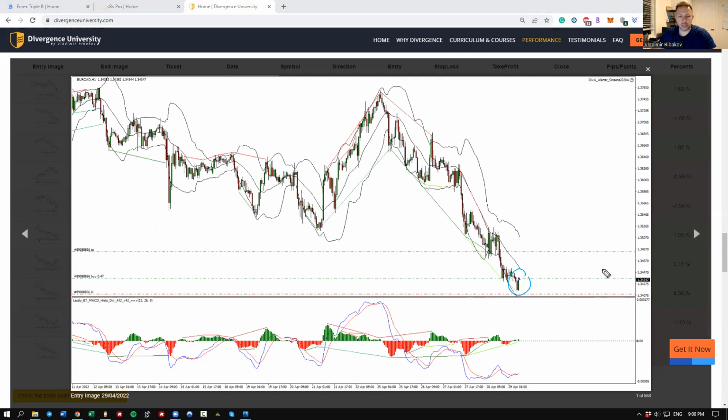2 false breakouts in a row, coming to the end of the divergence with the moving averages, with the engulfing, and look what happens right on the engulfing.